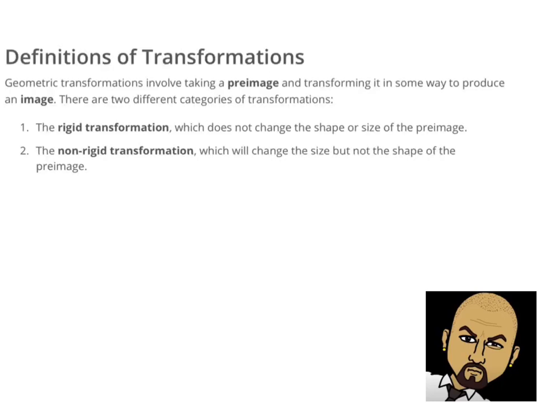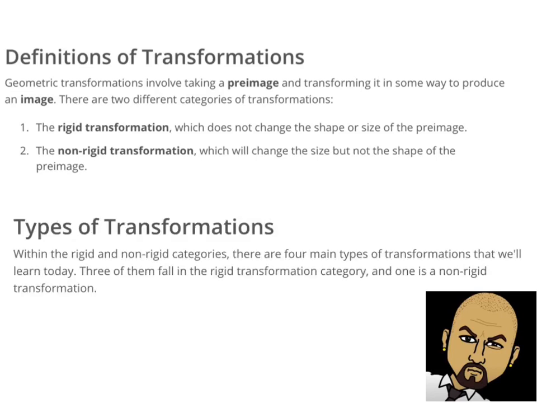Today we're going to be talking about reflections, but let's go ahead and review a couple of things. Right now we're talking about transformations. In a transformation we have a pre-image, which is the original, and we're going to transform it to an image, which is the copy. There are rigid transformations, which do not change the size or shape of the pre-image. In other words, they are congruent. And non-rigid transformations change the size but not the shape of the pre-image, so they are not congruent.